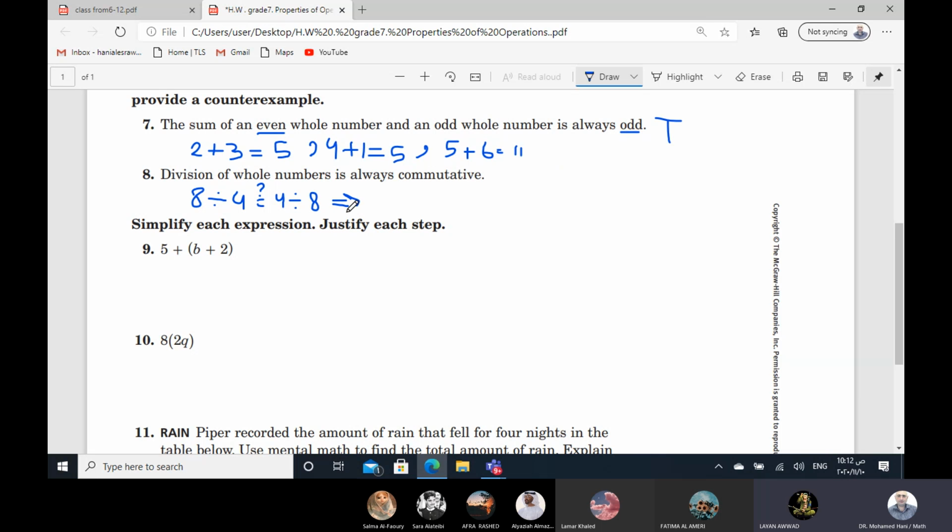Let's check here. 8 divided by 4 will be 2. Is 2 equal to 4 divided by 8, which will be 4 over 8? 4 over 8 means 1 over 2. Is 2 equal to 1 over 2? No, not equal. So this is false. This statement is not true. This is false. And this is the counterexample.